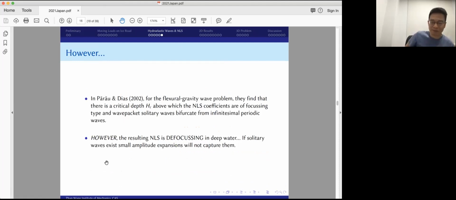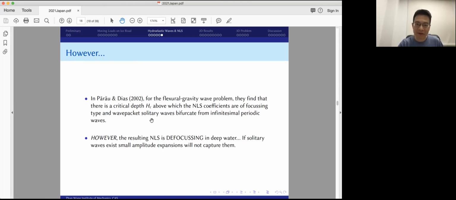And the first group who worked on nonlinear hydroelastic waves is Emilian Parau and Fedra Dias. Emilian is in the audience. They carried out the normal form analysis. They derived the nonlinear Schrodinger equation for the flexural gravity waves. And they found that there is a critical depth HC. If the fluid is shallower than HC, then the NLS is focusing, and wave packet solitary waves can be expected, as observed in the experiments.